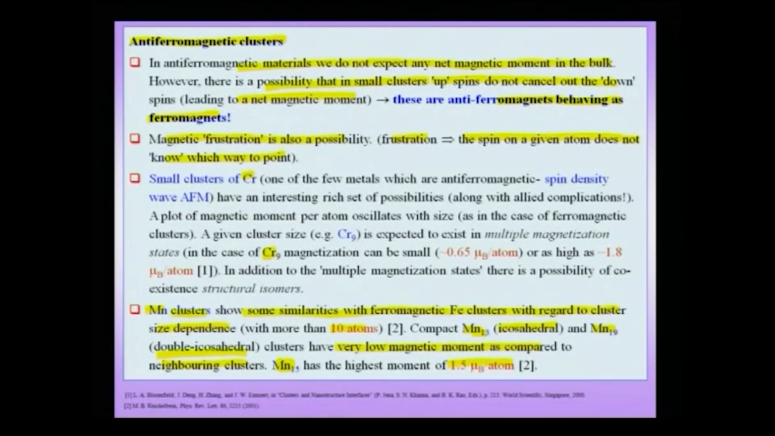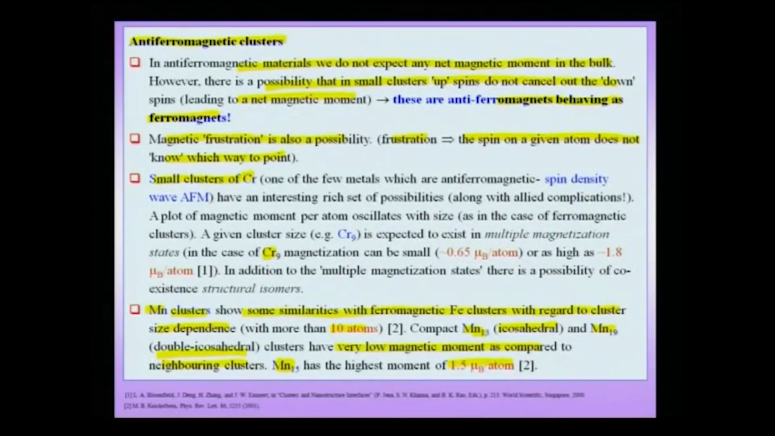So in the case of manganese, you notice that there is a variation between about 0.4 and about 1.5 μB per atom based on the cluster size, and again like before in the case of iron, we can understand this in terms of the geometry of the cluster: if there is a close packed cluster having a single shell or a double shell icosahedral configuration, then the magnetic moment is small.